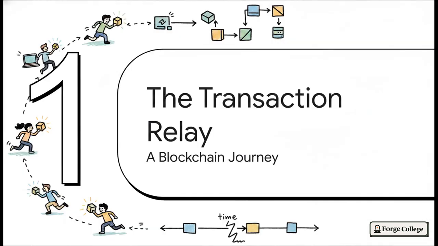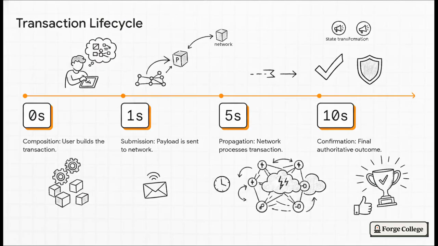All right, kicking things off with Section 1, the transaction relay race. This brings us to a mental model you absolutely need to wrap your head around for Web3 frontends. You see, a blockchain transaction isn't just a single magic click of a button. It is a relay race across time, passing a data baton through different interface stations. You've got Phase 1, composition, where the user is building the transaction. Phase 2 is submission. Phase 3 is propagation across the network. And Phase 4 is confirmation.